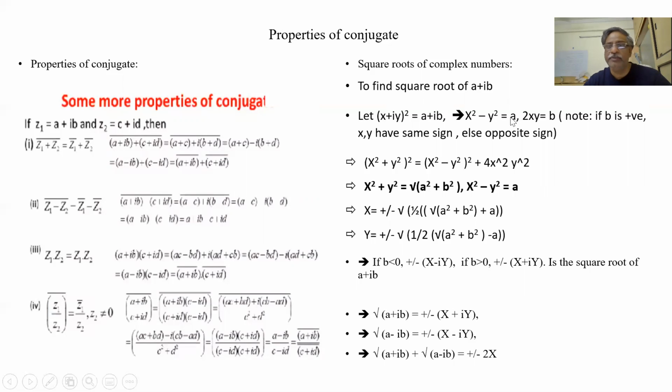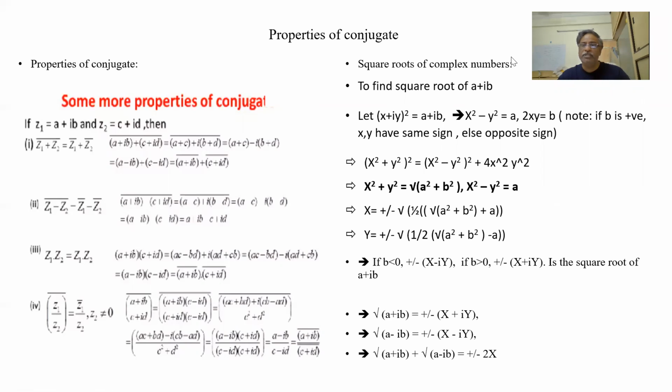Okay. Now let us see square root of a complex number. How to find out a square root of a complex number? Let x plus iy whole square be a plus ib. Then the square root of a plus ib is x plus iy. So to find the square root of a plus ib, I am assuming some x plus iy whole square is a plus ib. Similarly for cube root also, I would assume x plus iy whole cube is a plus ib.